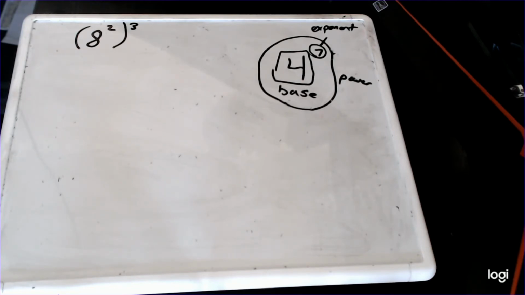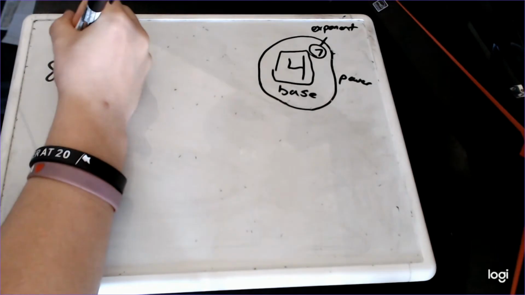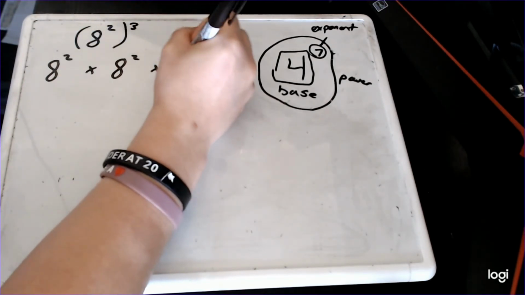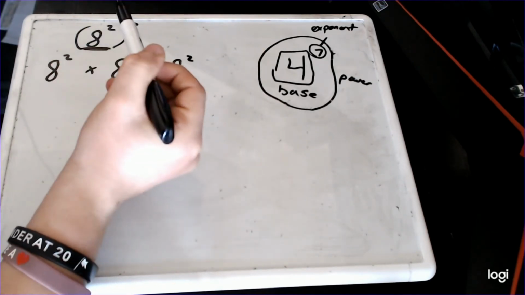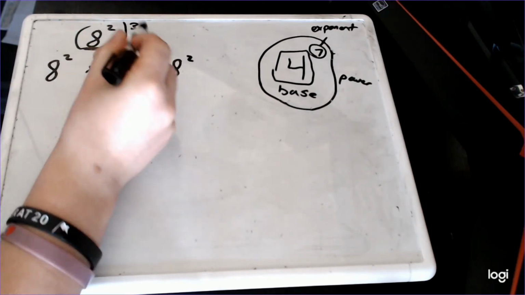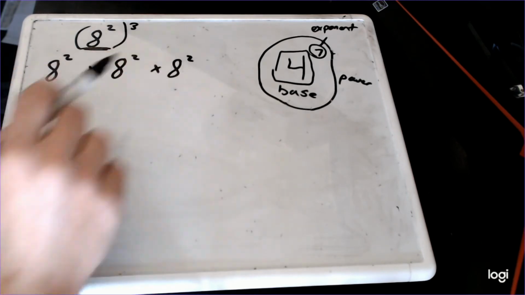A base of 8 with an exponent of 2, and all of that is to the exponent 3. Well, let's take it back a step. We can write this like this, right? Because this 8 to the exponent 2 is now our base for this power. Okay? So 8 to the exponent 2 times 8 to the exponent 2 times 8 to the exponent 2.